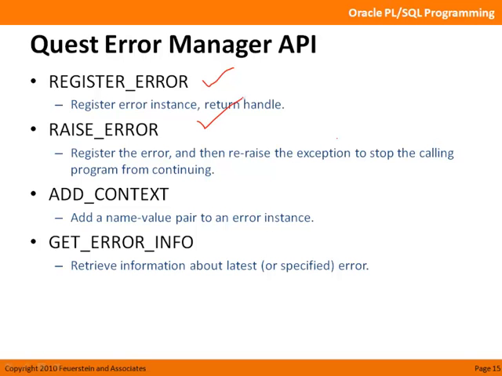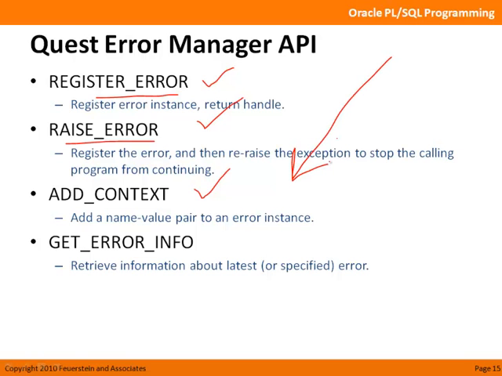So if you only want to log an error and not re-raise it, you call register error. If you want to log the error and then propagate it back out, call raise error. Add context allows me to add name-value pairs to a specific instance of an error. So those first three are for putting information into the repository. But of course you need to get the information out.